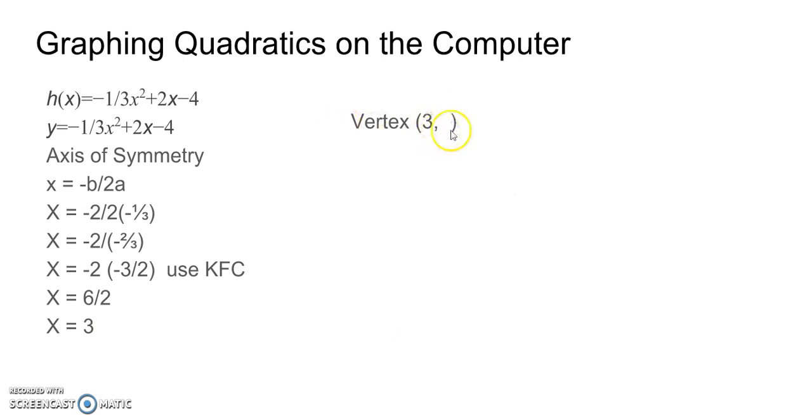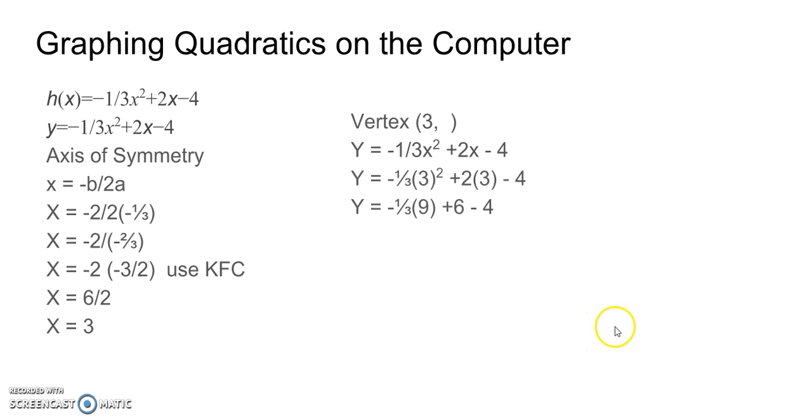So now I just need to find the y value of the vertex. So I'm going to substitute that in my equation. 3 squared is 9. When I multiply that times negative 1/3, I get negative 3, because that's 9 times 1 divided by 3. We'll simplify the negative 3 plus 6 and get positive 3. Then I'll subtract 4 and get y equals negative 1. So our vertex is at 3, negative 1.